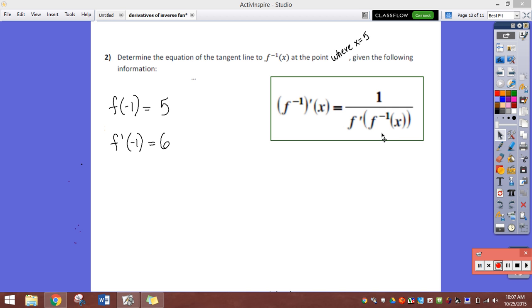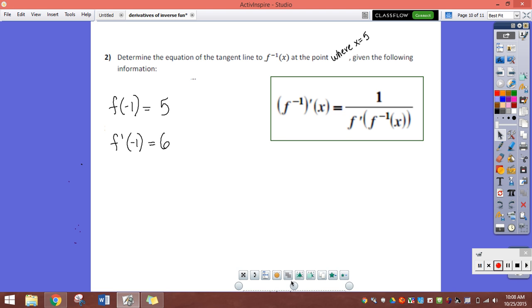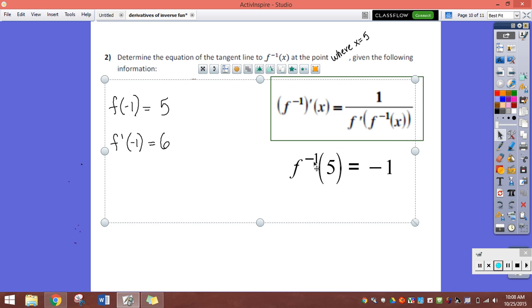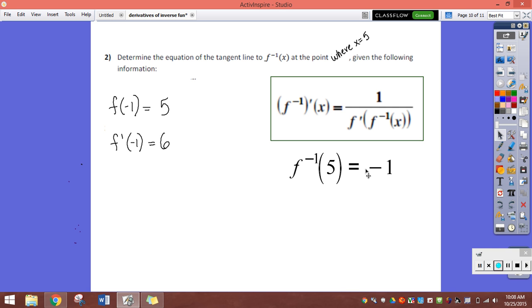So to start with, we work inside out. So we need to evaluate the inverse at the x value. And so we need the inverse of f at 5. But what they've given us is f of negative 1 equals 5. And in this case, 5 is a y value. But the nice thing about inverses is to find an inverse, you just switch x and y. So if they give us f of negative 1 equals 5, that means that the inverse of f at 5 equals negative 1. I just switched the 5 and the negative 1.